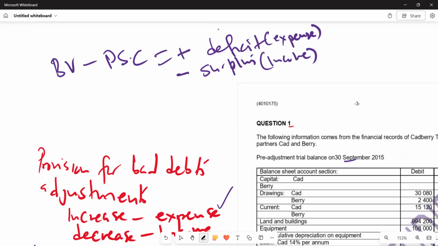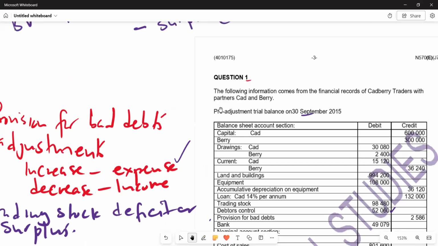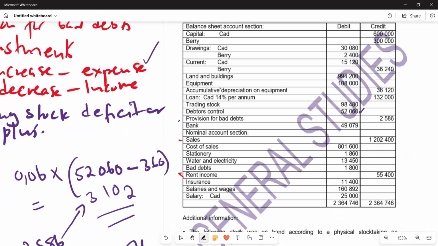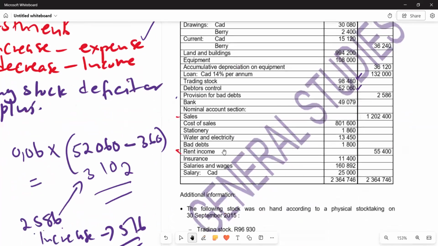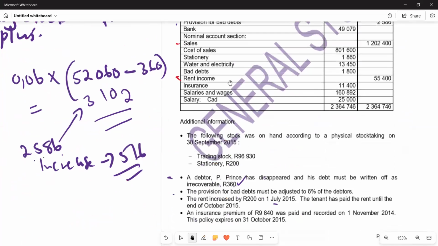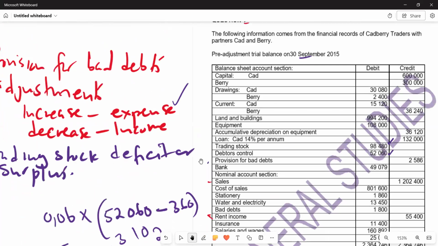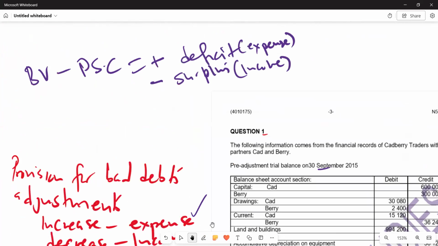So according to our question, the book value is the figure that you are given in the trial balance, which is 98,480. But you can check in the trial balance if there's anything that is reducing that book value. You'll see that we don't have anything reducing that book value, so we can just take it as it is, which is 98,480. So we are saying 98 is the book value, 98,480.